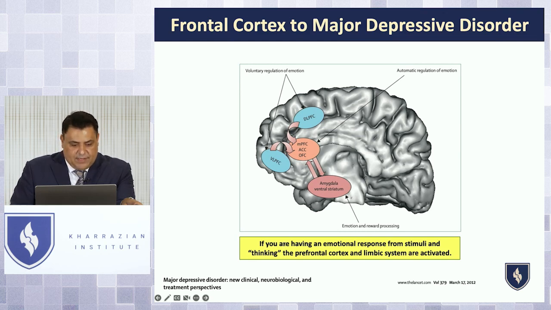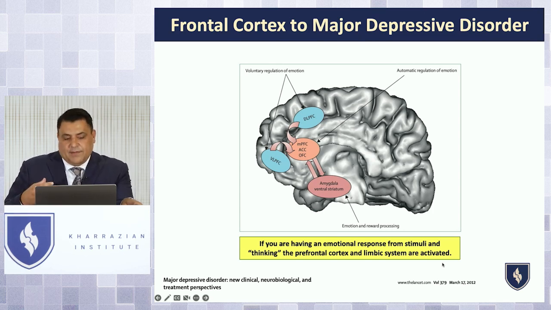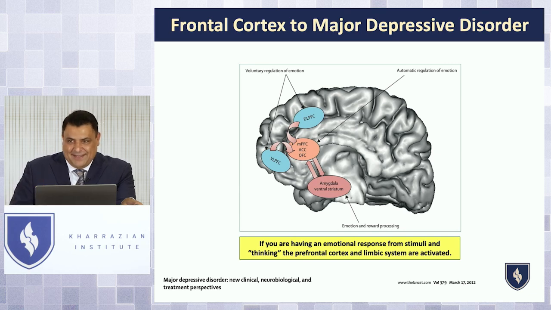And here's a statement I put on the slide. If you're having an emotional response from stimuli and thinking, the prefrontal cortex and limbic system are involved. So if you listen to music and start analyzing the music and the sound and start thinking about whether you like it or don't like it, or memory, you're activating the limbic system. So anytime you're having an emotion, you're using the limbic system and the frontal cortex. Your conscious awareness and attention to it is your frontal cortex, okay?